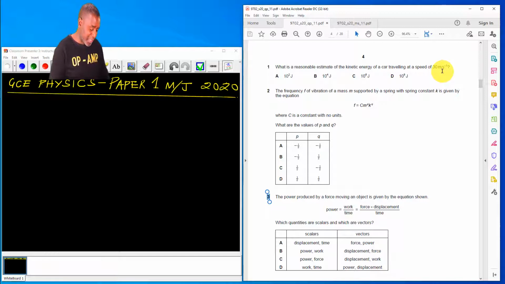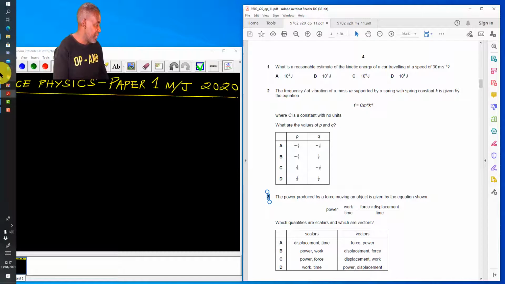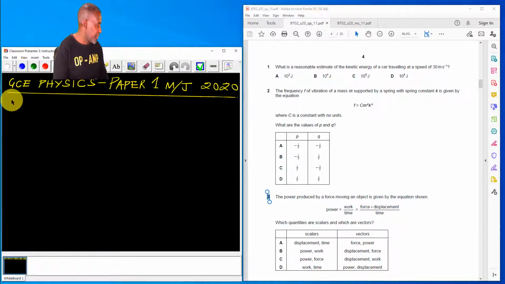What is expected here is for us to recognize the mass of the car. Let me just write, this is question 1. Now the mass of the car is around 2 tons. That is 2,000 kilograms. Let's see how I would work out the kinetic energy given that value.